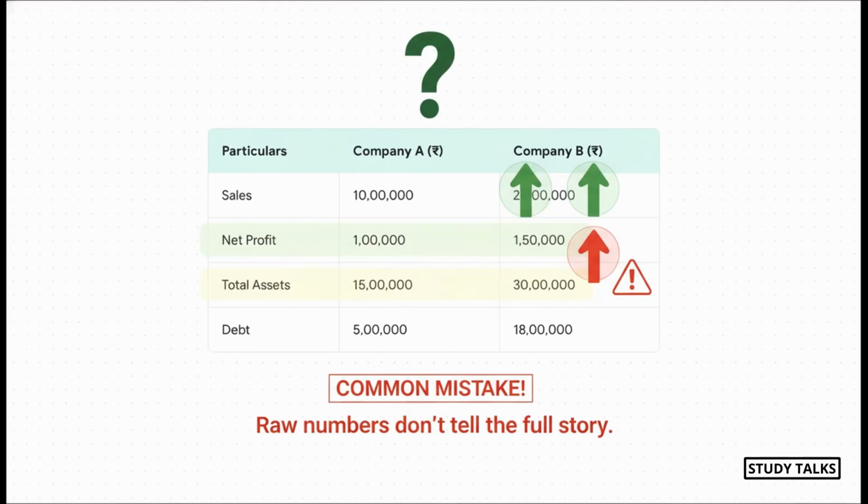To see exactly why, just look at this slide. We've got two companies. At first glance, Company B looks way better. It's got double the sales and more profit than Company A. So it's the obvious choice for your investment, right? Well, not so fast. Take a look at its assets and its debt. All of a sudden, that simple picture gets a whole lot more complicated. This proves that raw numbers don't tell the whole story. In fact, they can be pretty misleading.